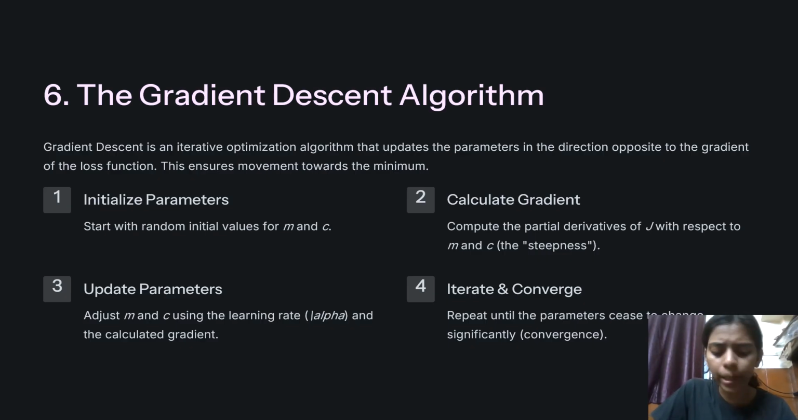Let's say, for example, imagine our slope m starts at 0 and our first gradient shows increasing m decreases the loss. Then the algorithm adjusts m upwards slightly. If that helps, it keeps going, and if not, it reverses the direction. Eventually, it converges to the perfect balance.